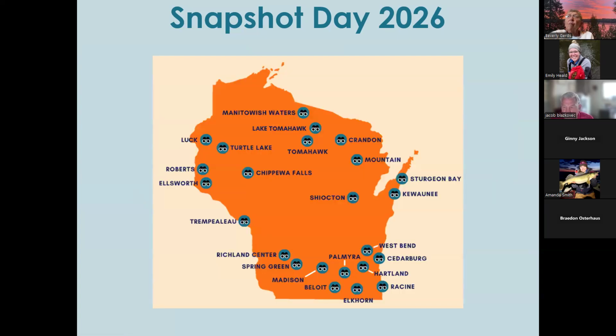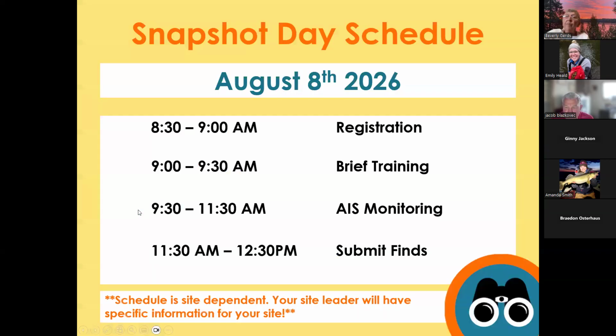And then I wanted to show you an image of all of the Snapshot Day locations that we have this year. We have over 20 of them occurring across the state. It's actually at 25. All right, so getting into it, what actually happens on the day of Snapshot Day?